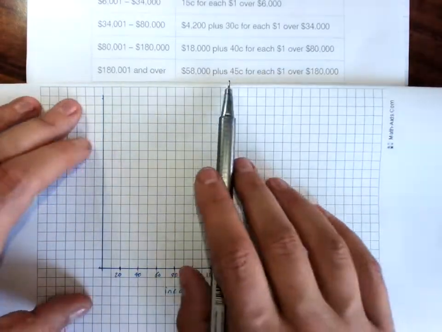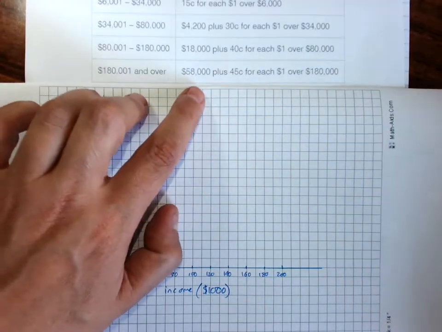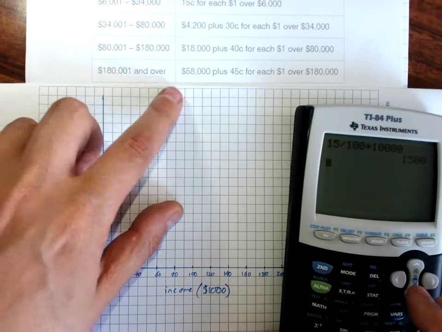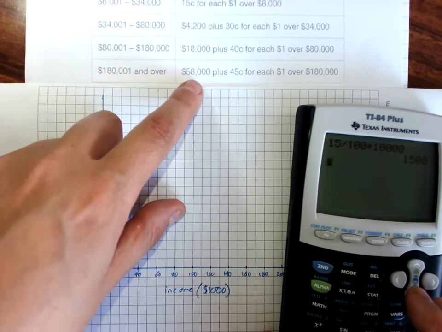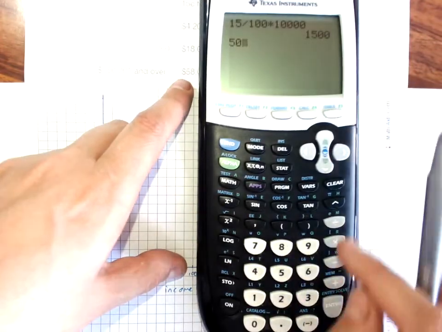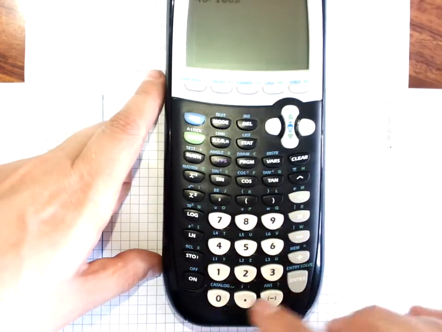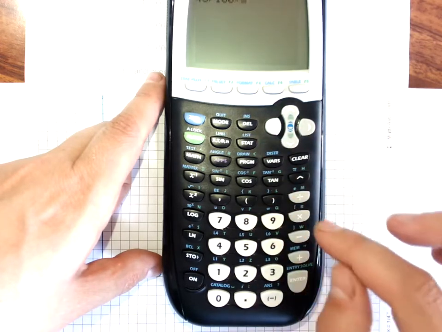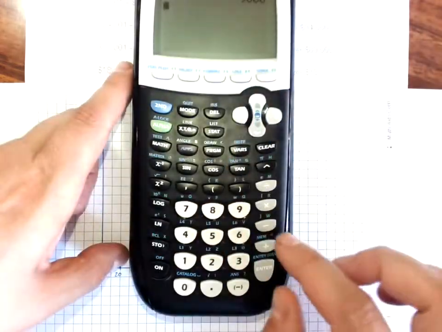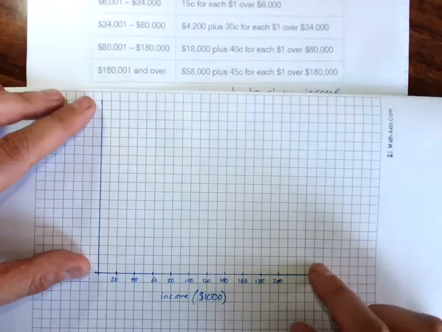Good idea to work out, all right, at 200,000, how high does my tax have to be? So let's just do the tax calculation for 200,000. That's 20,000 over this amount. So it'll be 58,000 plus 45% of 20,000. Let's try and find our 45%. 45 divided by 100 times 20,000. I pay 9,000 plus that 58,000. 67,000.